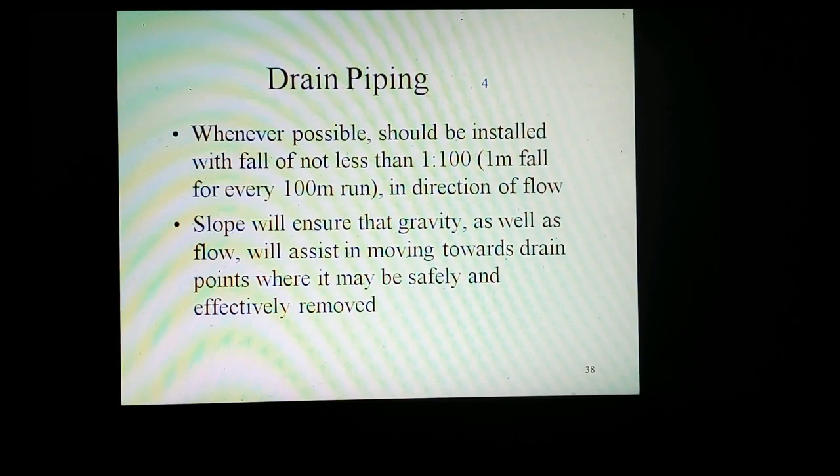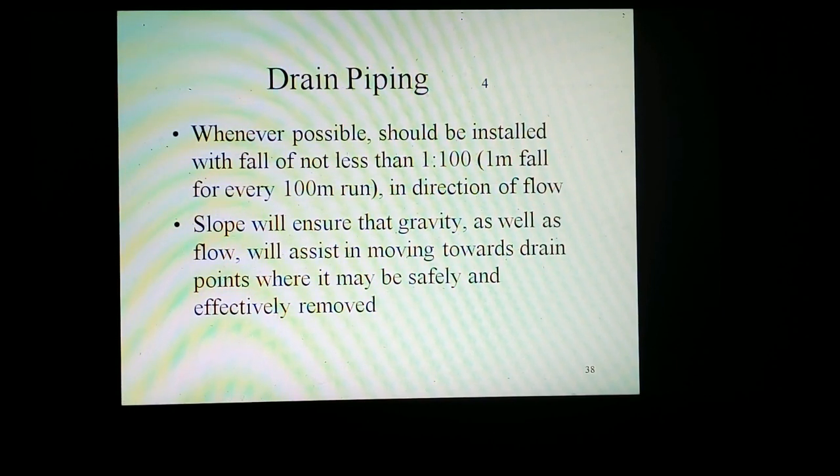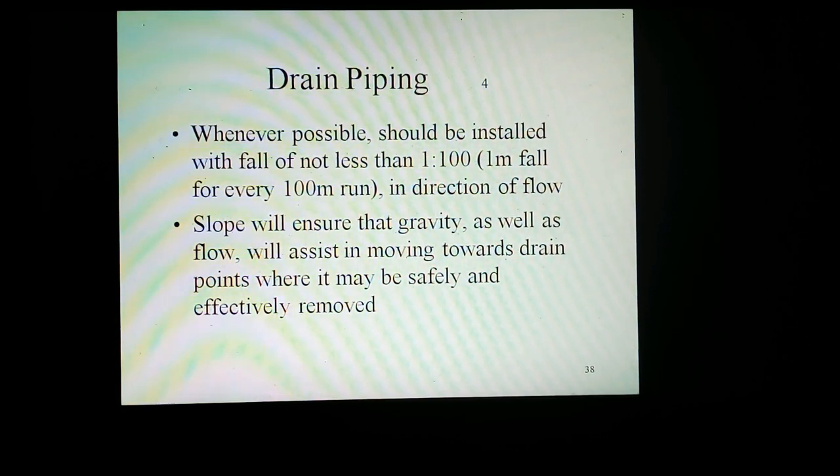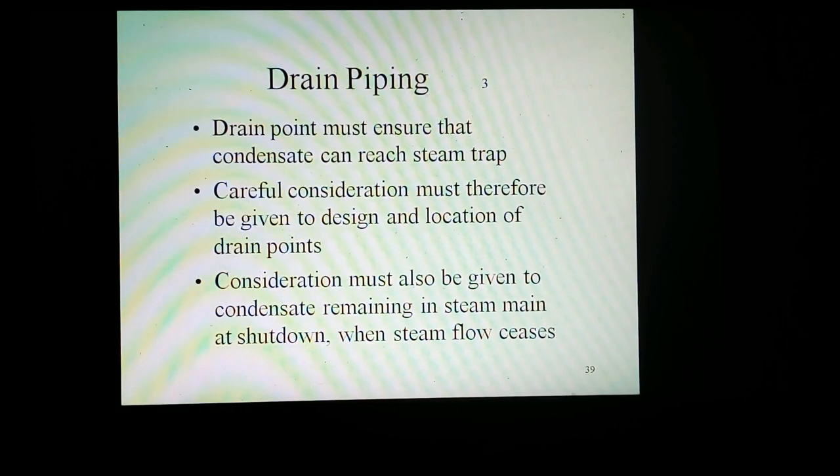Drain piping. Whenever possible, the main should be installed with a fall of not less than 1:100, that is 1 meter fall for every 100 meters, to run in the direction of the steam flow. This flow will ensure that gravity, as well as the flow of steam, will assist in moving the condensate towards drain points where the condensate may be safely and effectively removed. The drain point must ensure that the condensate can reach the steam trap. Careful consideration must therefore be given to the design and location of drain points.